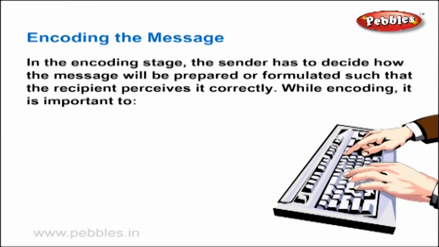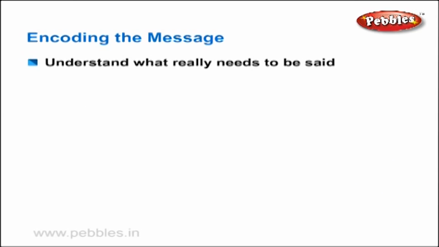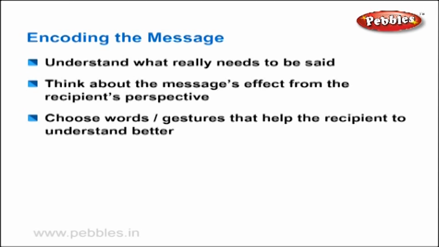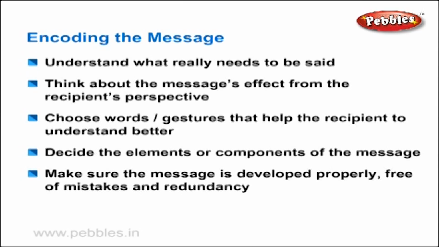Mr. A has to decide how he wants to say "hey," i.e., the tone, modulation, etc. In the encoding stage, the sender has to decide how the message will be prepared or formulated such that the recipient perceives it correctly. While encoding, it is important to understand what really needs to be said. Think about the message's effect from the recipient's perspective. Choose words, gestures that help the recipient to understand better. Decide the elements or components of the message. Make sure the message is developed properly, free of mistakes and redundancy.